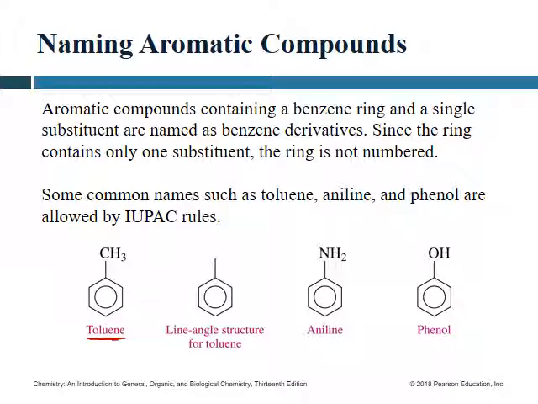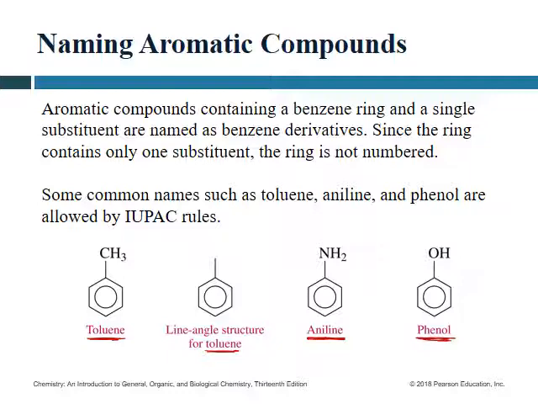Okay, how would you draw this as a line structure? It would look like this. There is a benzene and it has one alkyl group which is 1 carbon. So that is called toluene. If we have an amine group attached to a benzene, this molecule is called aniline. And when we have an OH group or a hydroxy group attached to benzene, that is called phenol. So these are the 3 names that you do have to memorize: toluene, aniline, or phenol.